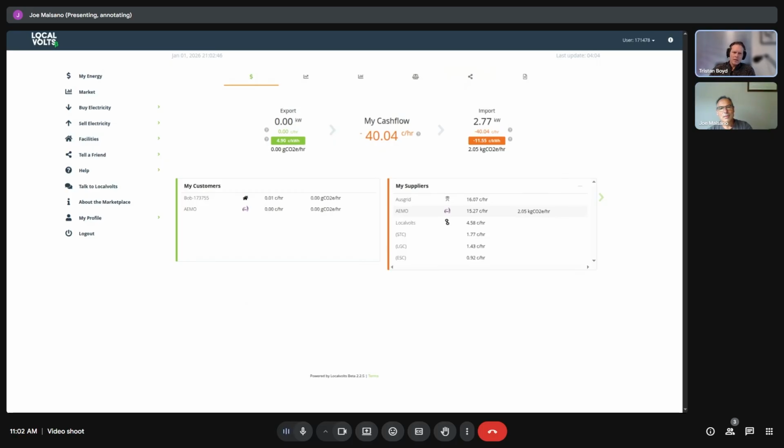A lot of customers are asking us for a cost per kilowatt hour against their suppliers. It doesn't look like this is the screen to see that in. Am I correct in thinking that?